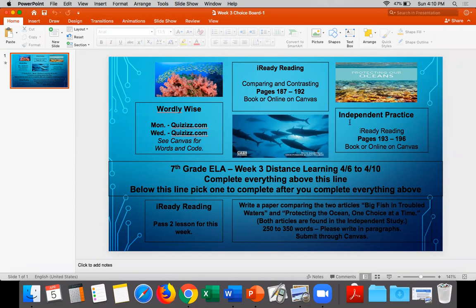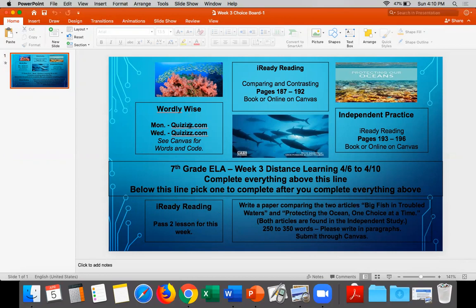So you need to do these 3 things if you have internet access. Now, if you do not have internet access, you cannot do the Wordly Wise, and that's okay. I totally understand. Or the Wordly Wise quiz is there's multiple, so you get what I mean. Okay, and then below this line, pick one to complete after you complete everything above. So there's 2 options this week, and I'll explain those in just a second.